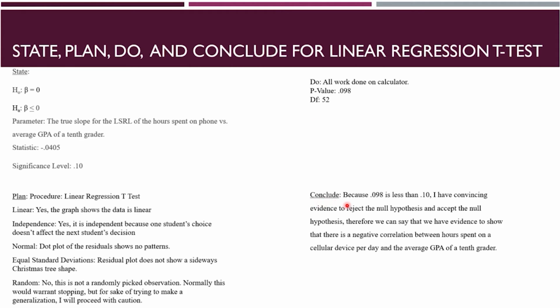For my conclusion, I said, because 0.098 is less than 0.1, I have convincing evidence to reject the null hypothesis and accept the null hypothesis. Therefore, we can say that we have evidence to show that there is a negative correlation between hours spent on a cellular device per day and the average GPA of a 10th grader.